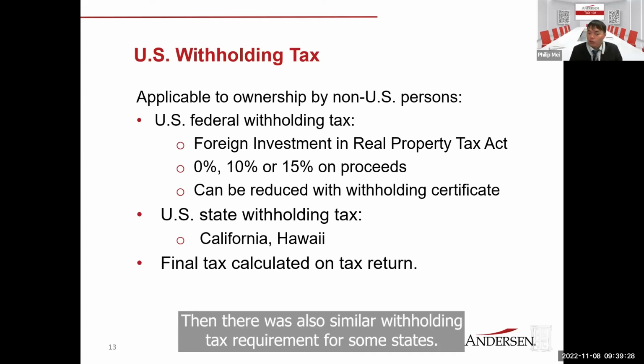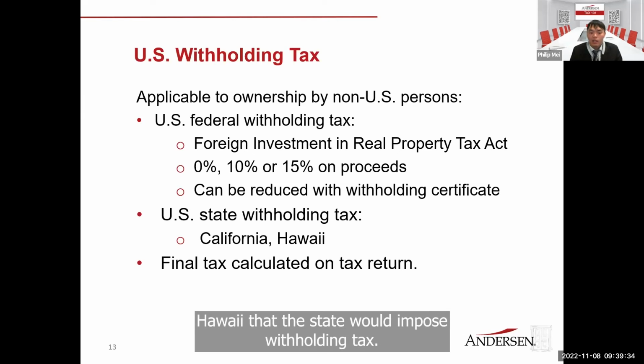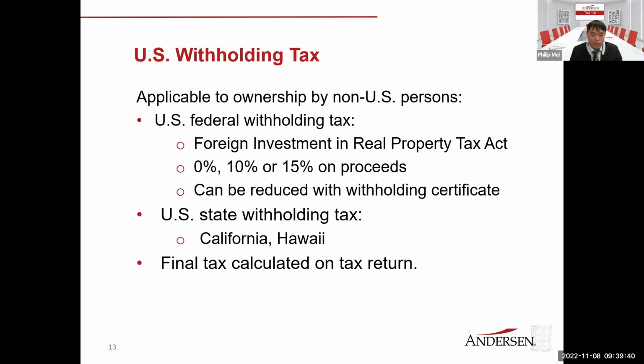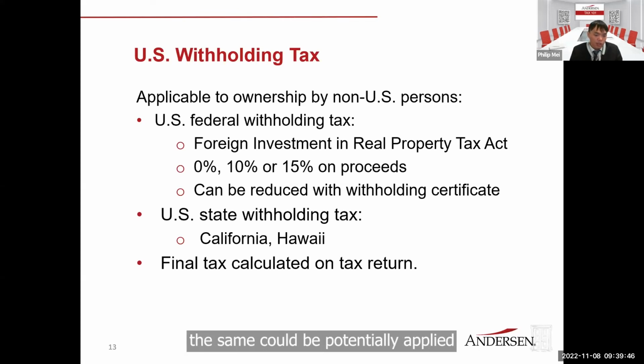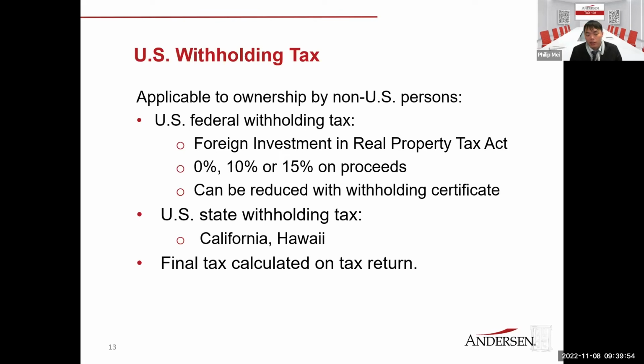Then there are also similar withholding tax requirements for some states. Some common ones would be California and Hawaii, where the state would impose withholding tax to try to protect their tax rights on the real property as well. So in case a withholding tax applies for a certain state, the same could potentially be applied for the withholding certificate to reduce the withholding tax. It just adds additional filing burdens to the taxpayer.